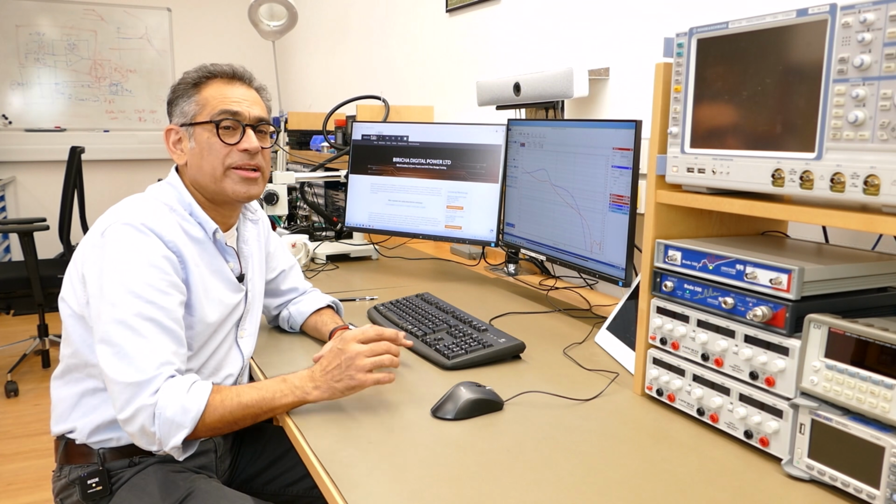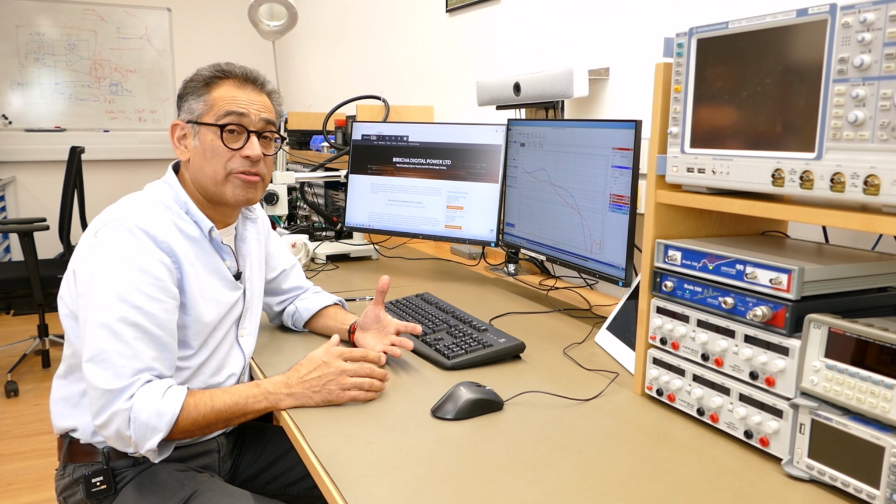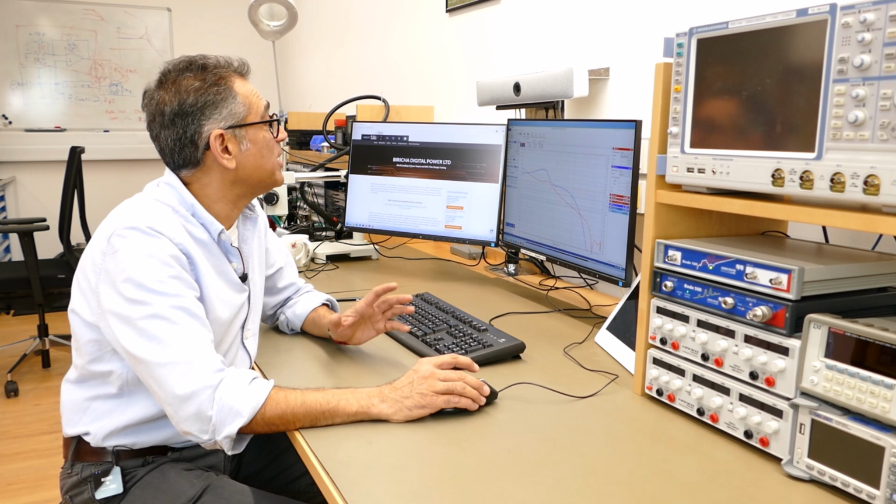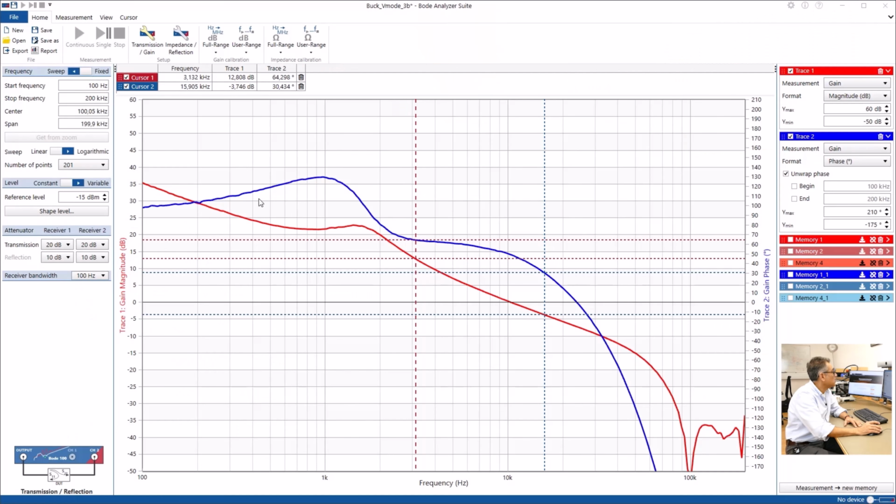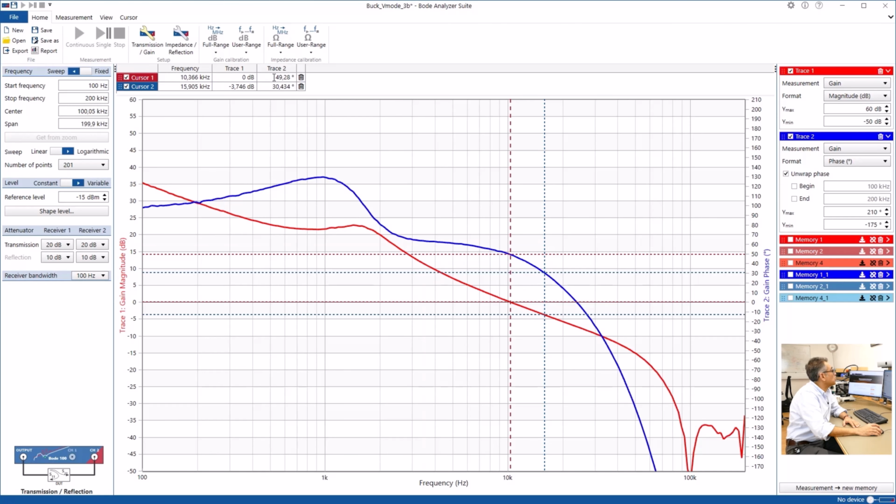Okay, so let us show gain and phase margin on a real Bode plot. I have got my Bode analyzer suite here. The red trace is the gain plot, and the blue trace is the phase plot. So first I'm going to get the tool to show me the phase margin. There we go. I've got a phase margin of 50 degrees. That means I'm 50 degrees above minus 180 when negative feedback becomes positive feedback.